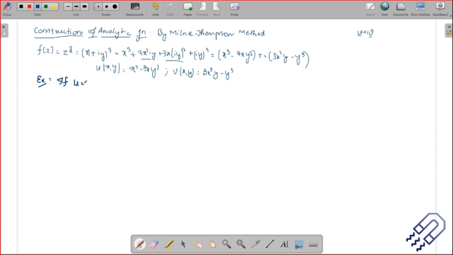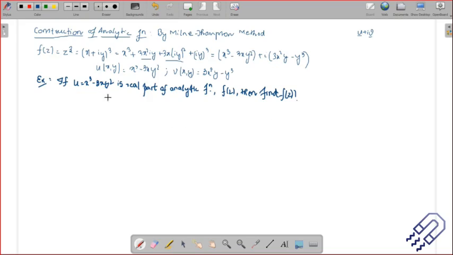Now if u is equal to x cubed minus 3xy square, and it is the real part, questions might be something like this. You get this in your exams. If you get an entrance exam, there will be a multiple choice question which you can do even much more easily. Probably we will do it by the end of the unit. So if this is the real part of the analytic function f(z), then the question is, find f(z).